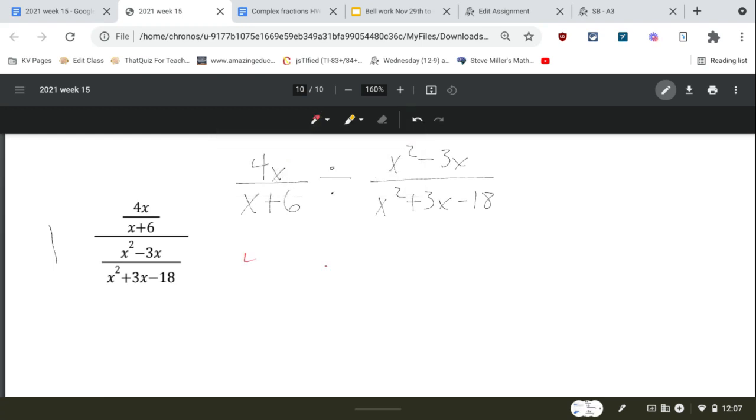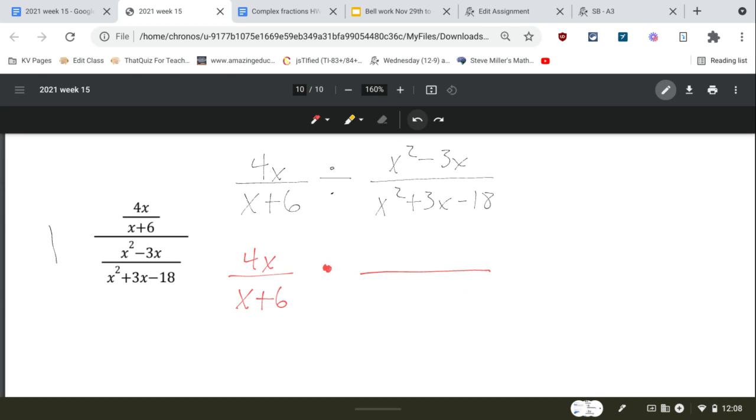So the left-hand side is still going to be 4x over x plus 6. And let me go ahead and do two steps at once. Since it's a division statement, I'm going to rewrite it as a multiplication. So I'm going to keep, change, flip. It's going to change from a division to a multiplication symbol, and I'm going to be flipping these two.